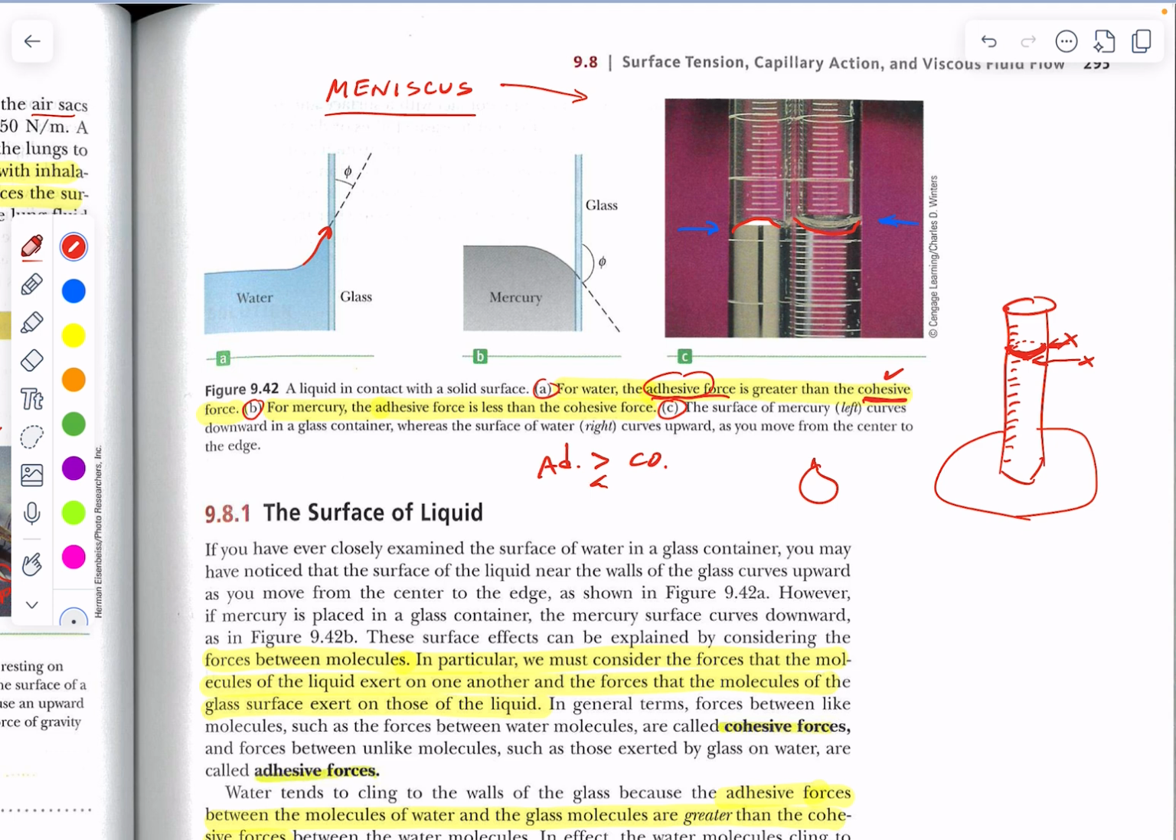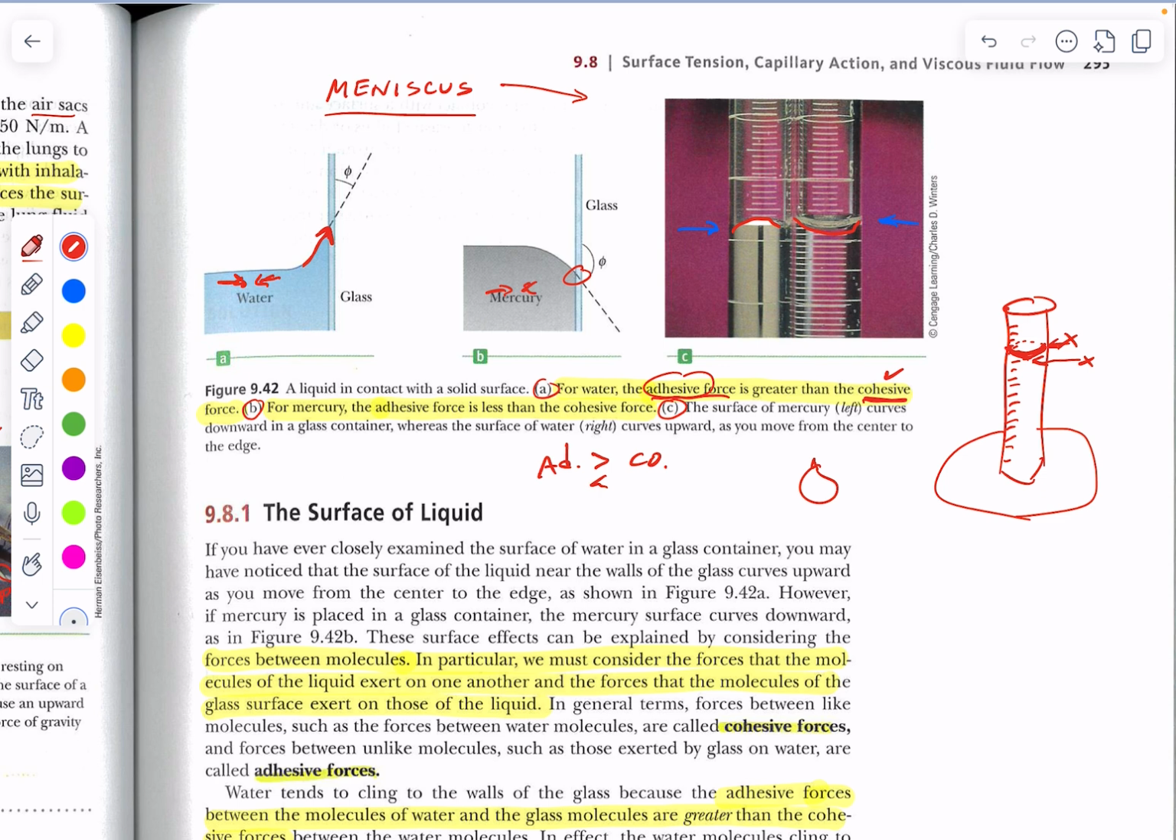So in picture A, the adhesive force is greater than the cohesive force. So the pull of water onto glass is greater than the hydrogen bonding between the water molecules. For mercury, it curves downward because it's just the opposite. The adhesive force between the mercury and the glass is less in strength than the cohesive forces between the mercury molecules.